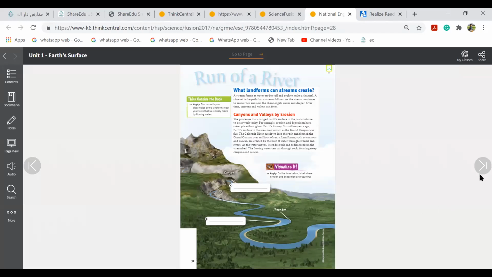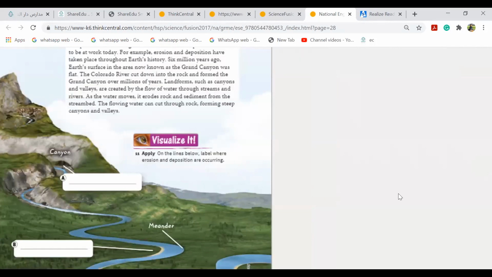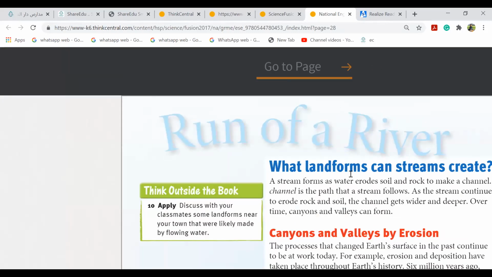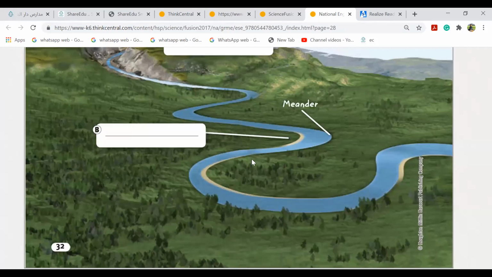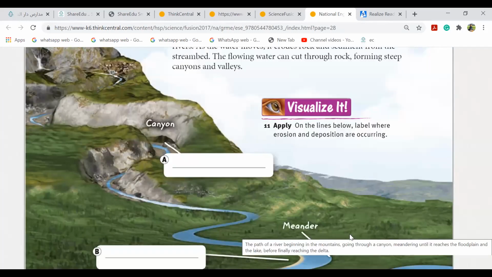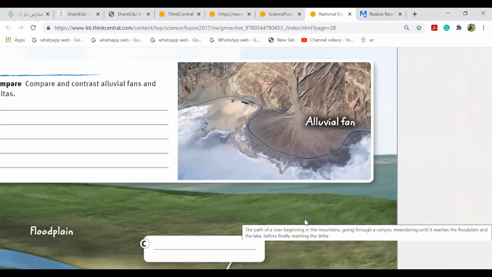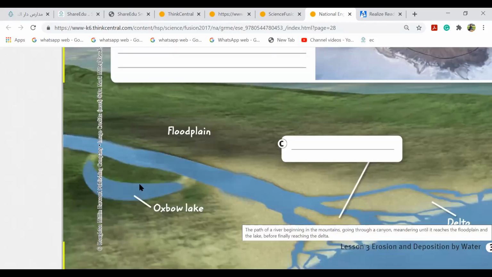So let us continue our lesson, the erosion and deposition by water. I explained to you that this curve is called a meander. And if it separates from the normal stream and it is U-shaped, it makes an oxbow lake, as I told you. See, this is the meander, this is a normal plane, and this is a small cut here. There is a small cut which is U-shaped. This is called an oxbow lake.